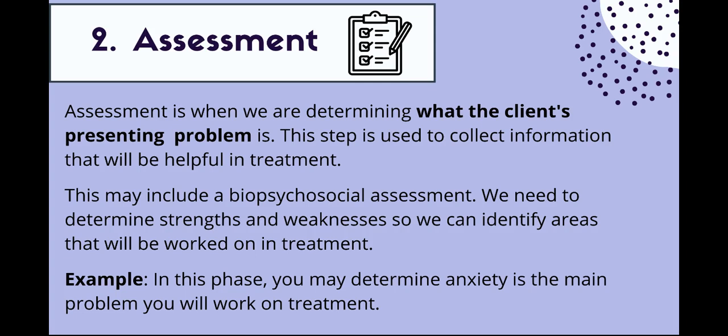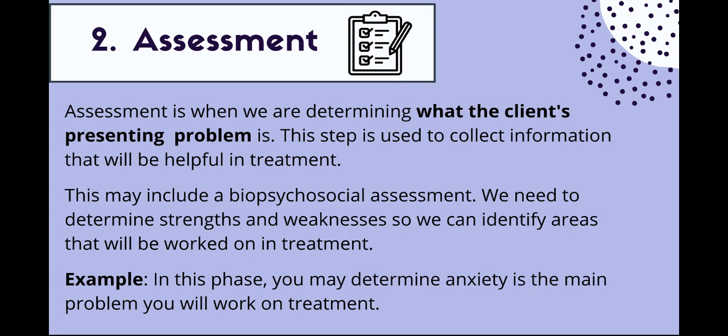So we are probably going to get more information out of a client if we really did a great job of engaging them and building that trust, and they feel comfortable with us, right? They might be more willing to share information with us, which in turn helps us with treatment planning, and it helps us design a course of goals and objectives that we want to work on with that client. So what's an example of assessment? In this phase, you may determine anxiety is the main problem you will work on in treatment, right? We need information, though, to know that anxiety would be the presenting problem that we are going to work from.